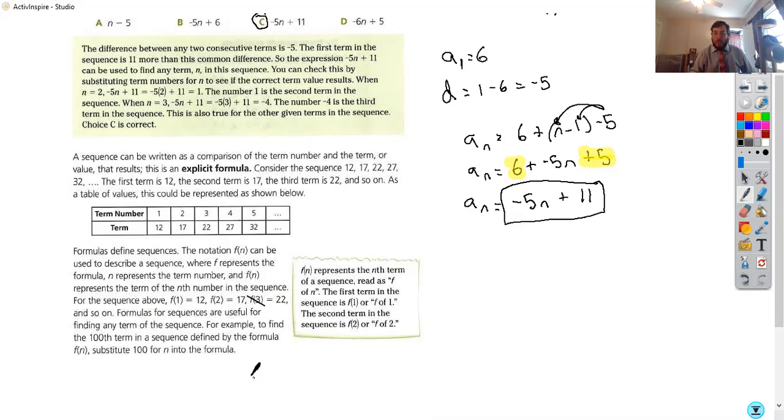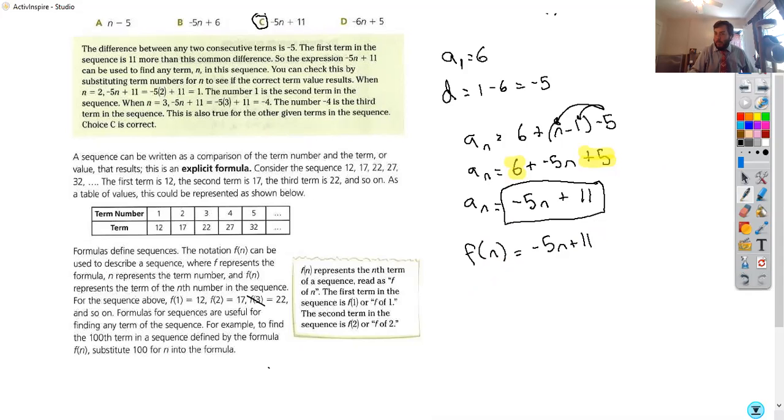So here, formulas for sequences are useful for finding any term of the sequence. For example, to find the 100th term in a sequence, we would just substitute in 100 for n. So if we had the formula, we could find any term. And that's kind of what we did up here with this one, is we wrote our formula so that we could find any term. And here when we have a of n, we can also write this as f of n equals negative 5n plus 11. Right, and then we could substitute in any number for n to find the value.